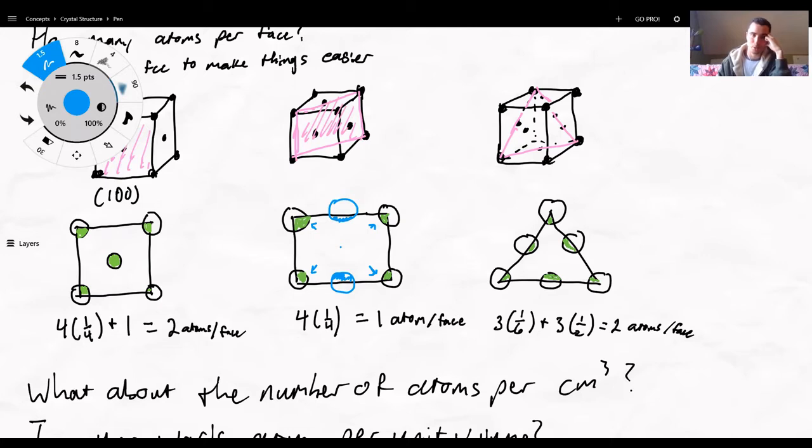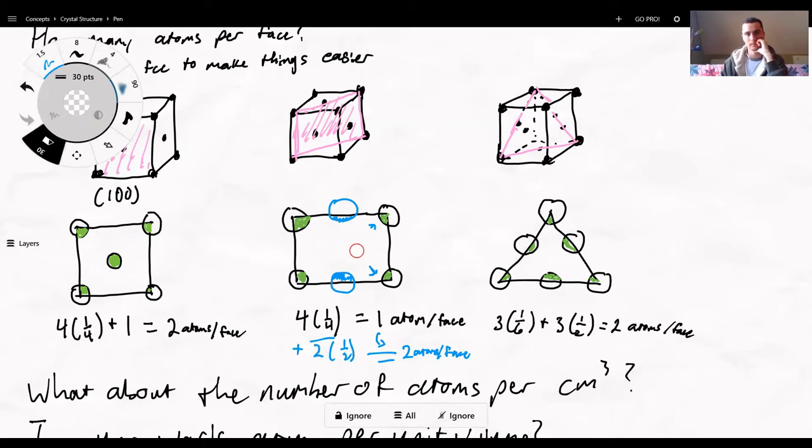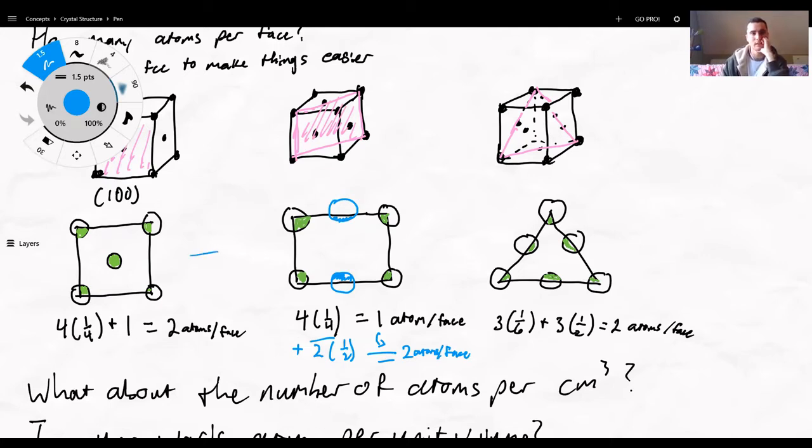So in that case, we have 4 times the quarter atoms. And now we're also going to add plus 2 times 1/2. So that is going to be equal to 2 atoms per face again. Right? That makes sense. Okay. But also notice that the surface is different, right? This FCC 100 does not look like the 110, even though they have the same number of atoms per face.